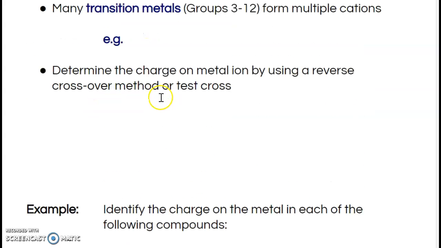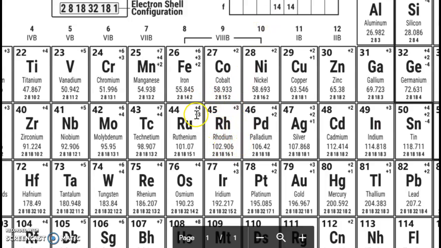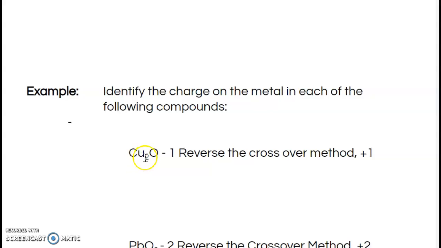This method, the reverse crossover method, is really just bringing the numbers back up. So we have copper 2 oxide. In this case, we need to figure out what copper is, because copper has two charges: a +1 charge and a +2 charge. So how do we figure out which cation of copper we're talking about? We're going to do a reverse crossover. I'm going to bring this 2 back up to the top of oxygen, and then bring the 1 back up to the top of copper. Using the reverse crossover method, I can determine that copper has a charge of +1.